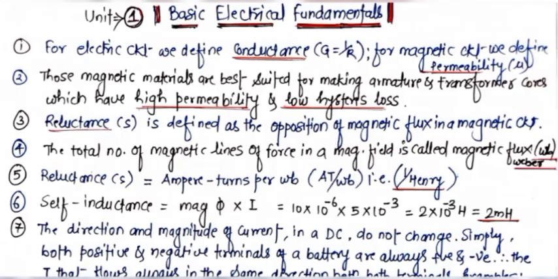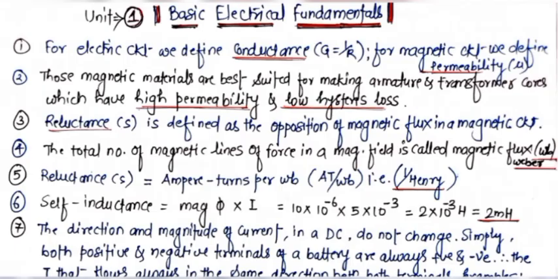Basic Electrical Fundamentals, Unit 1. For electric circuit, we define conductance. For magnetic circuit, we define permeability. Those magnetic materials are made suited for making armature and transformer cores, which have high permeability and low hysteresis loss.